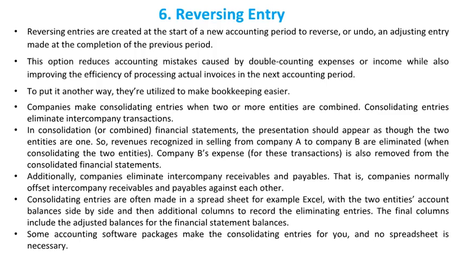Consolidating entries are often made in a spreadsheet, for example Excel, with the 2 entities' account balances side by side and then additional columns to record the eliminating entries. The final columns include the adjusted balances for the financial statement balances. Some accounting software packages make the consolidating entries for you, and no spreadsheet is necessary.